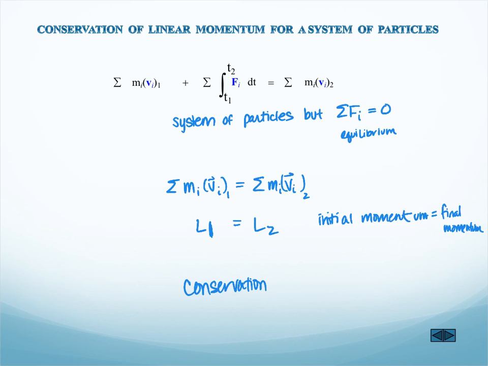We find that this is really useful for looking at what we call collisions, two objects interacting, looking at their initial momentum and then their final momentum, and using that to find, say, the speed or the velocity of one of the particles given other information. And that's it for this first part of this chapter.